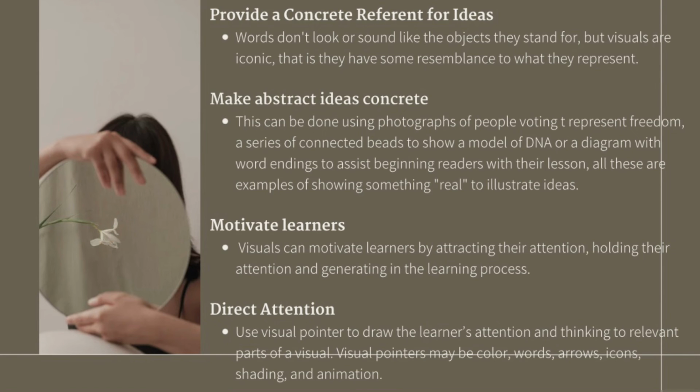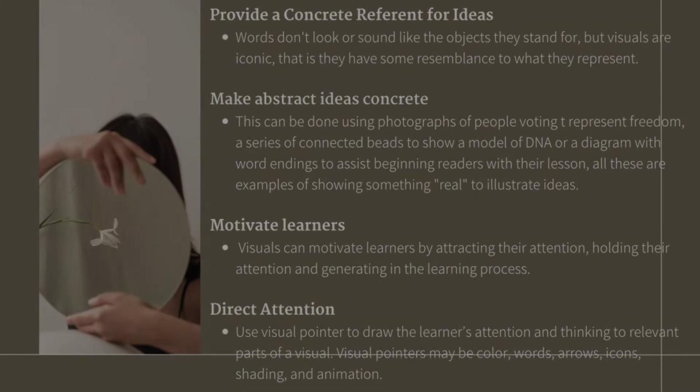Direct attention. Use visual pointers to draw the learner's attention and thinking to relevant parts of a visual. Visual pointers may be color, words, arrows, icons, shadings, and animation. An example of this is creating a diagram about pollination. Learners can gain understanding of the process of pollination by observing the diagram.